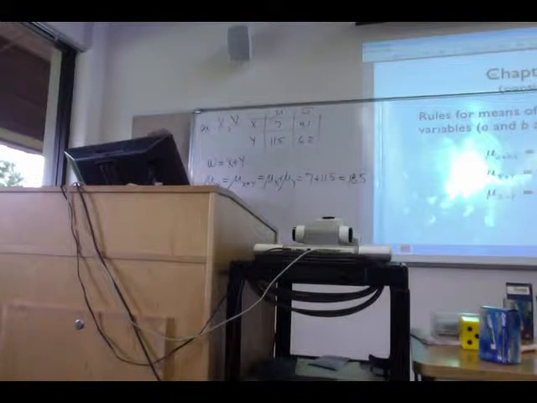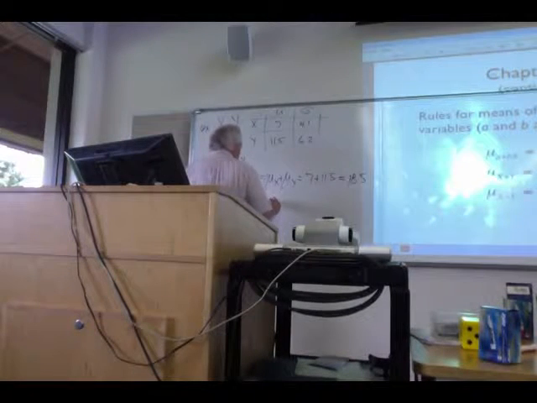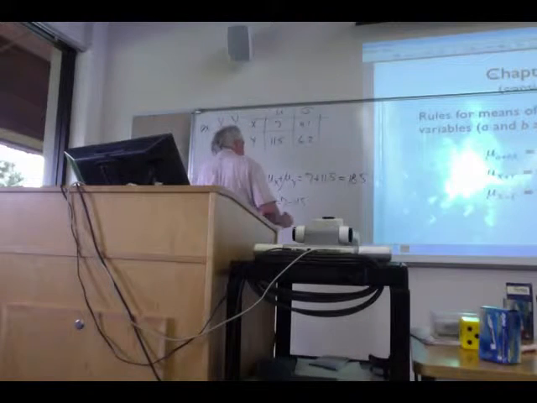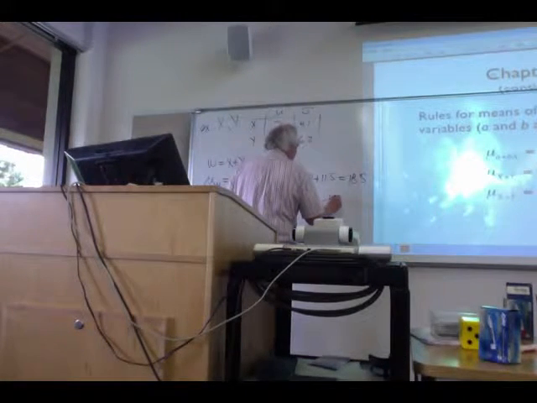Now, what would be the mean of the difference of X and Y? Well, that would be the difference of their means. And that would be then 7 minus 11.5. And that would be then equal to negative 4.5.